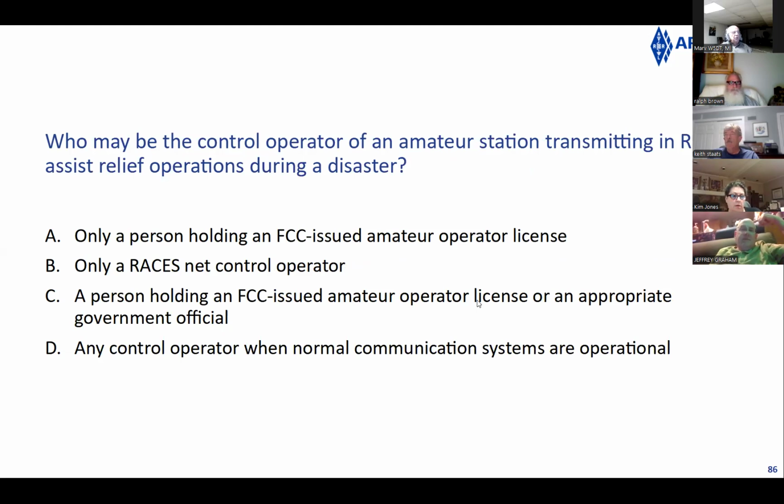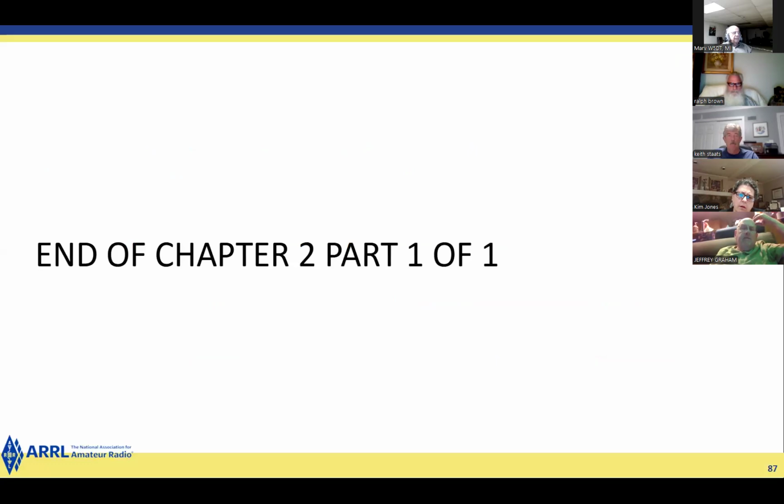Who may be the control operator of an amateur station transmitting in RACES to assist relief operations during a disaster? Only a person holding an FCC-issued amateur operator license? Only a RACES net control operator? A person holding an FCC-issued amateur operator license or an appropriate government official? Any control operator when normal communication systems are operational? A. Alpha. Yeah, A. That's it.